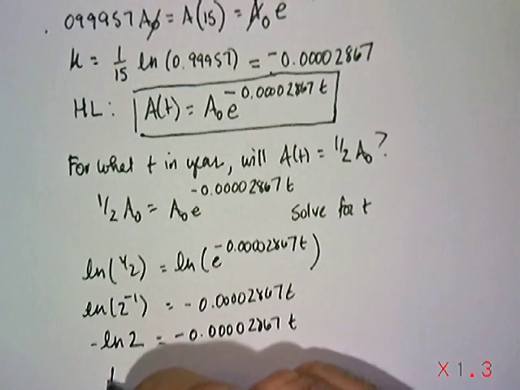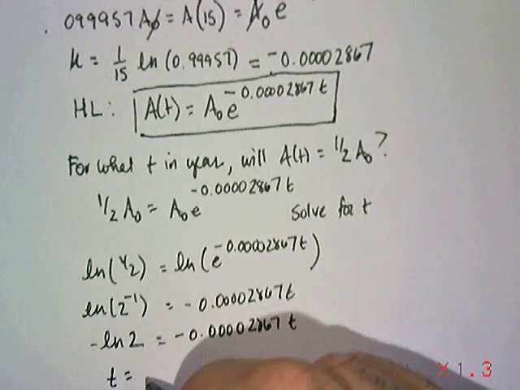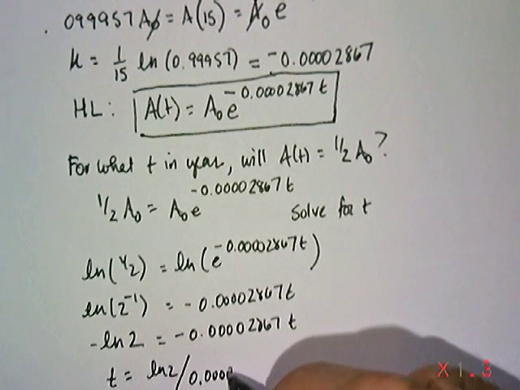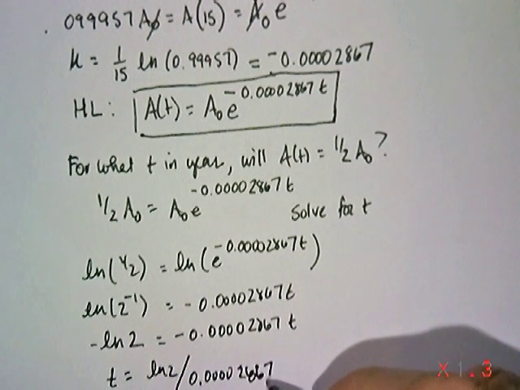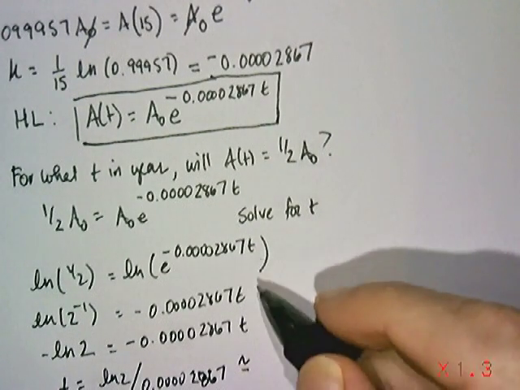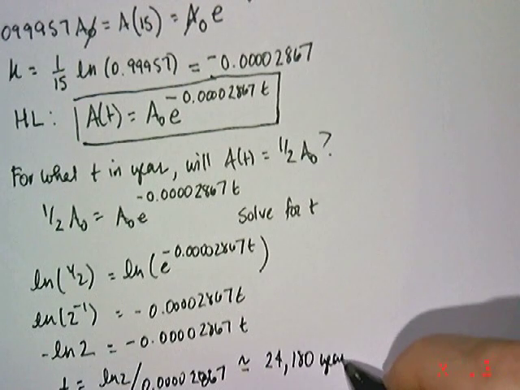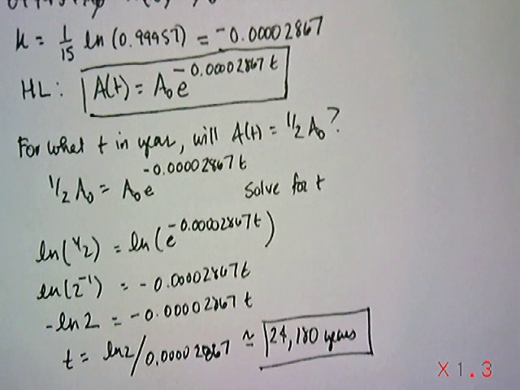So the time it's going to take to disintegrate half of the original amount of plutonium that you had is going to be the natural log of 2 divided by this small number, 0.000002867. Okay. And if you use a calculator real quickly, that's going to be about 24,180 years, which is a long time to get down to half of the amount of plutonium. And that's what typically happens in uranium and plutonium decay cycles. They're very, very long decay cycles.